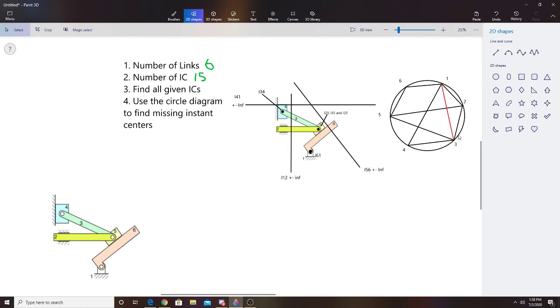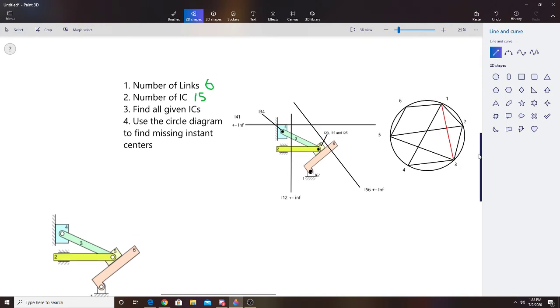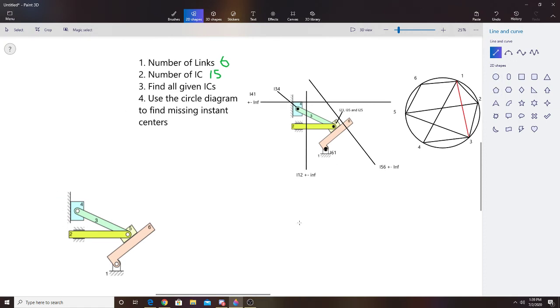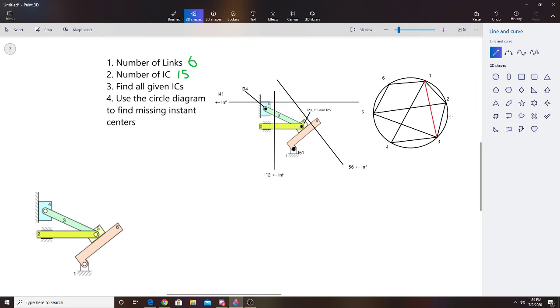So, anybody want to take a shot at this one? What we would do here is that we need to basically put these lines together. We have a lot of infinite lines here, right? The plus or minus infinities, we have a lot of those. So what we're going to do is do first the first pair of I12 and I23.